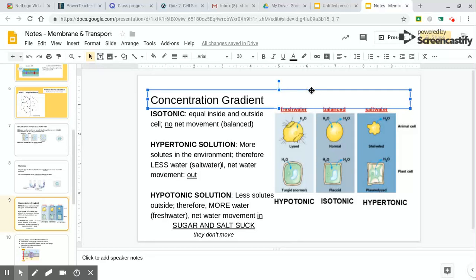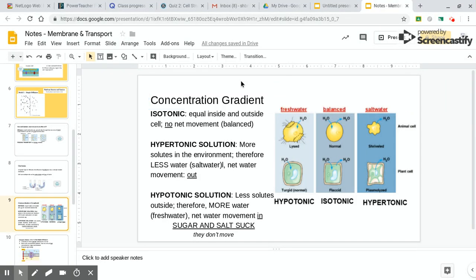So the solution is the concentration of water in the environment around the cell. So if it's hypotonic, there's actually more water on the outside and less water on the inside. If it's isotonic, there's an equal amount of water relative to the solutes inside and outside. This is what we're going to look for if we're going to try to put water in someone's veins with an IV. It's going to be kind of salty water.